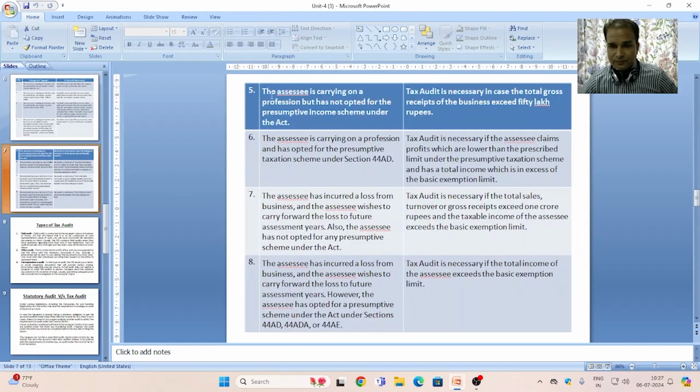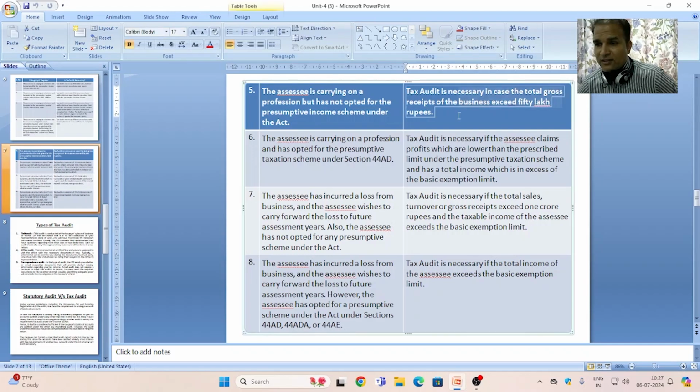Now, fifth category, the SSC is carrying on a profession. The SSC is carrying on a profession but has not opted for the presumptive income scheme. In this case, the tax audit is necessary if the total gross receipt of the profession exceeds 50 lakh rupees.